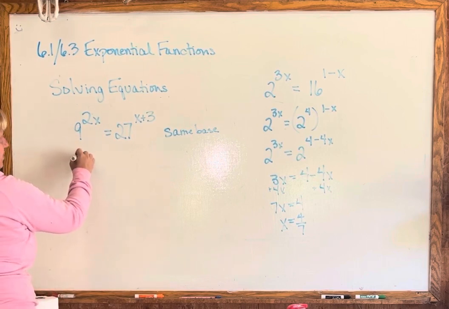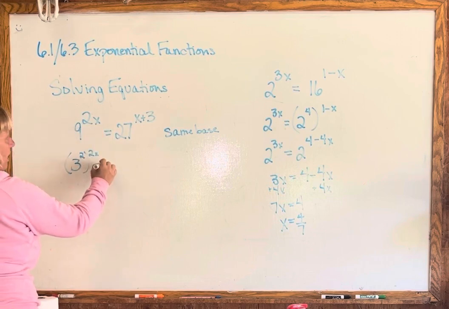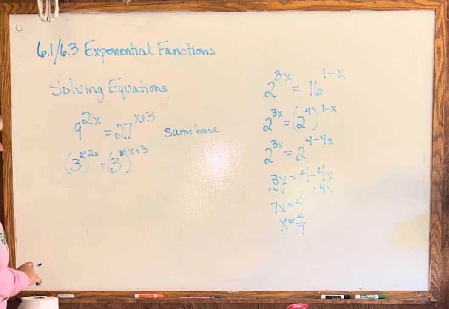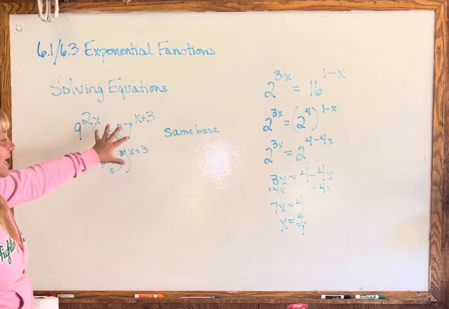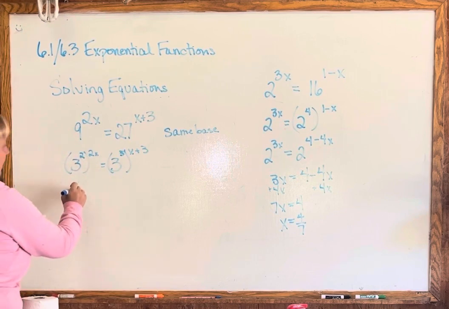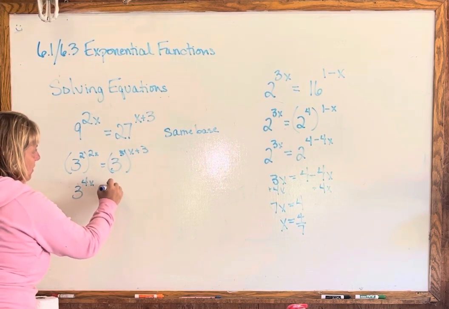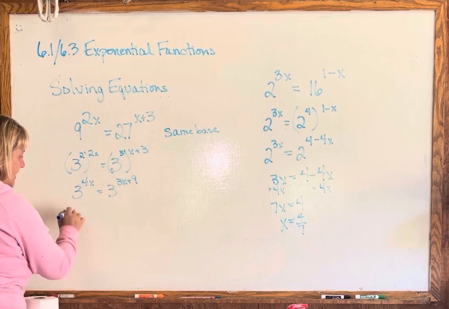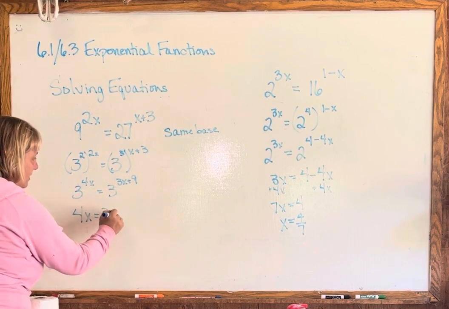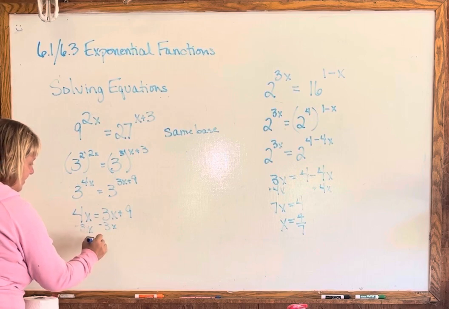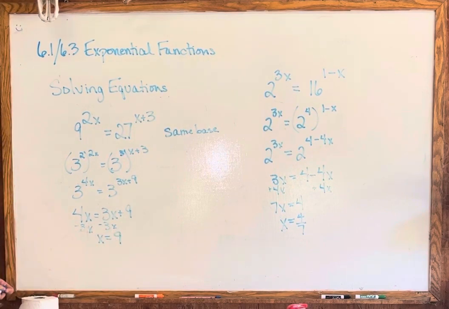So this one is 3 squared, not forgetting our 2x. And this one is 3 cubed, not forgetting our x plus 3. So we can't just use one side because they can't match up, but we can get them to match up if we go smaller. So we go down to 3 and we're good to go. So here we have 3 to the 4x equals 3 to the 3x plus 9. We can cancel out the bases and say 4x equals 3x plus 9. Subtract the 3x. And we have x equals 9. Okay. Same base, that is the key.